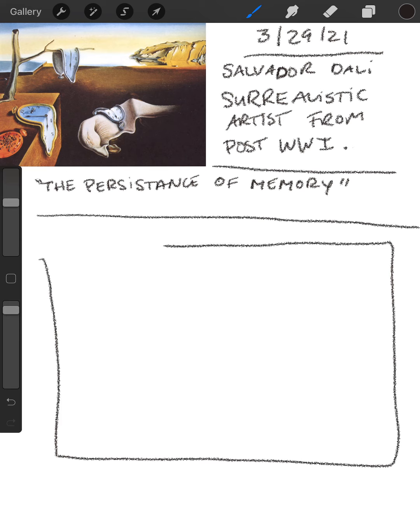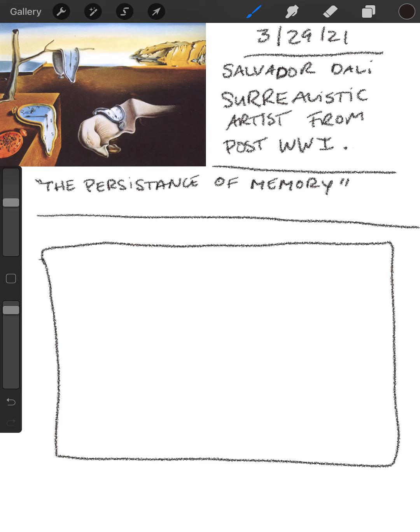Melting clocks, right? But also we have a landscape. Okay, so we have this unreal image combined with a very real image, super real, right? Surreal. And the beach we learned was located where? What country? And while that is real, the rest of this is surreal.